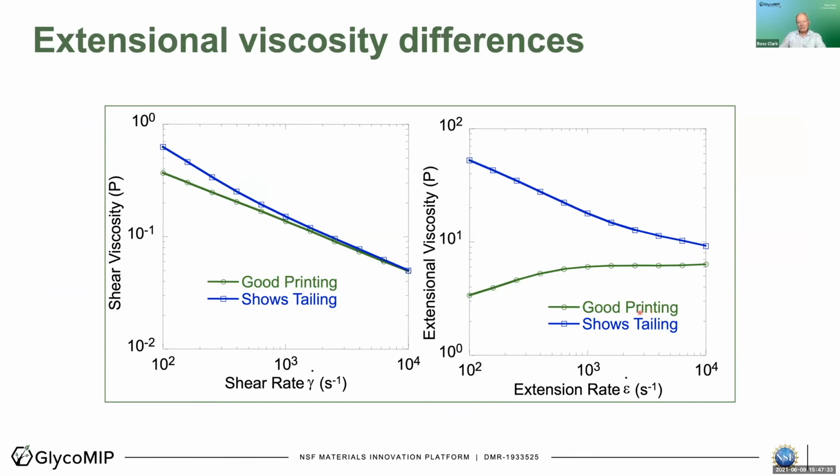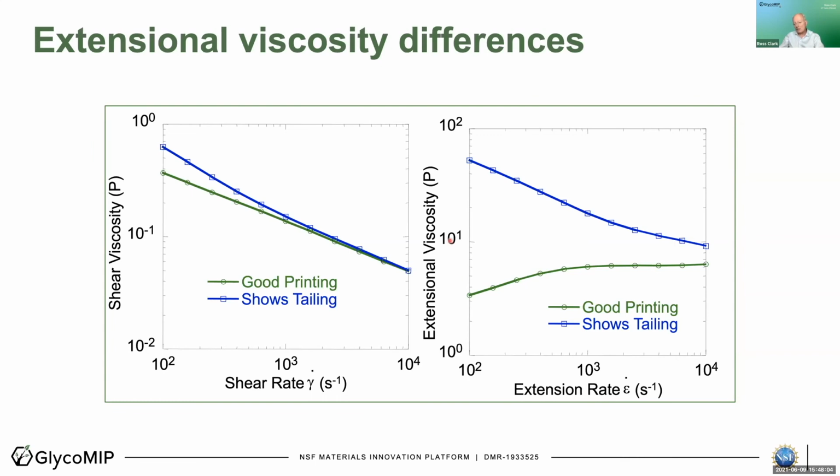These two graphs show shear viscosity versus shear rate. I've shown the green curve, which shows good printing, and the blue curve that shows bad tailing. If you measured shear viscosity, you might say it's the presence of that high viscosity there, but the samples really are not that different. If we measure extensional viscosity, which Blake talked about a little bit, in the next slide I'll explain one way that can be measured.